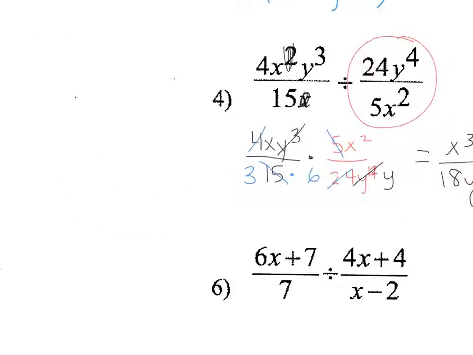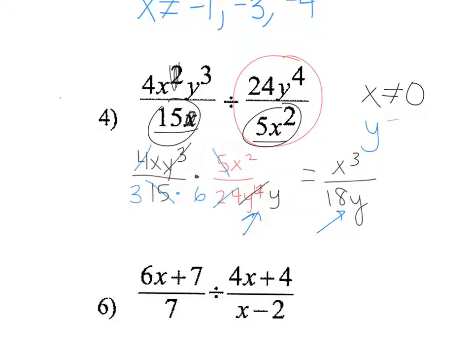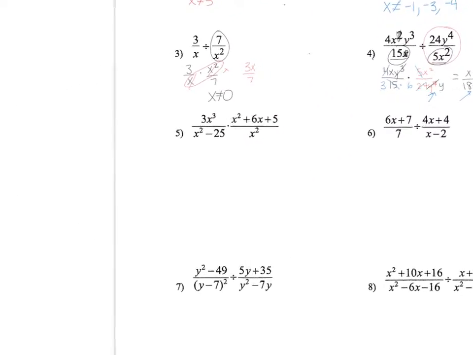And then number 4, in the beginning you had x's in the denominator. So these are monomials. So this x can't be equal to 0. But you also, in the problem, had a y in the denominator with the monomial. So also the restriction is y can't be 0. Okay, number 5.